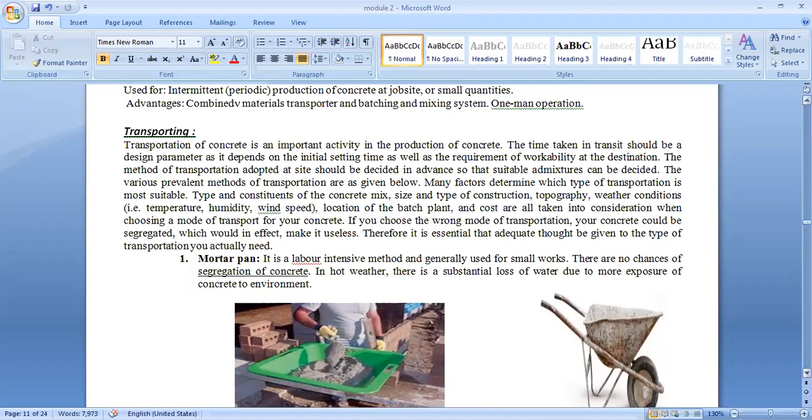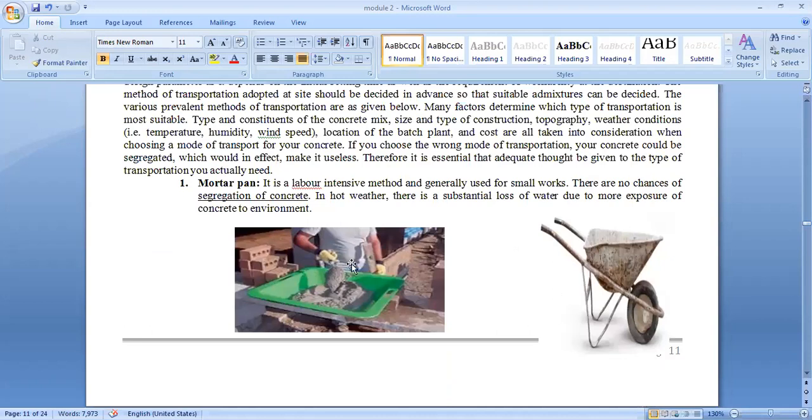There are many types of transportation modes. One by one we will discuss. First we will discuss the mortar pan. In our country, this is the common method that we use. Here we have a mortar pan, in which we place the concrete.